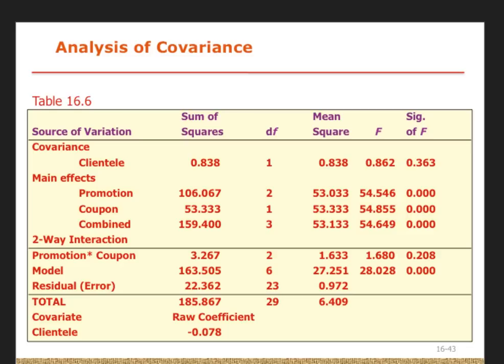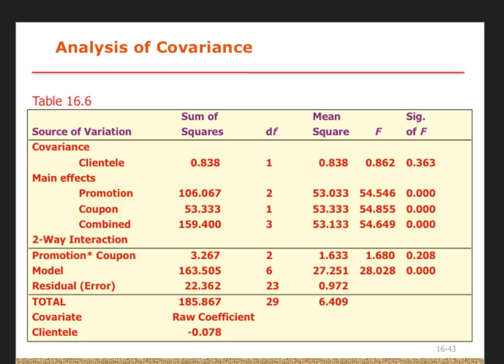Just as before, promotion has 3 levels and couponing has 2. Clientele was measured on an interval scale and serves as the covariate. The results are shown in this table. As you can see, the sum of squares attributable to the covariate is very small, with 1 degree of freedom resulting in an identical value for the mean square.